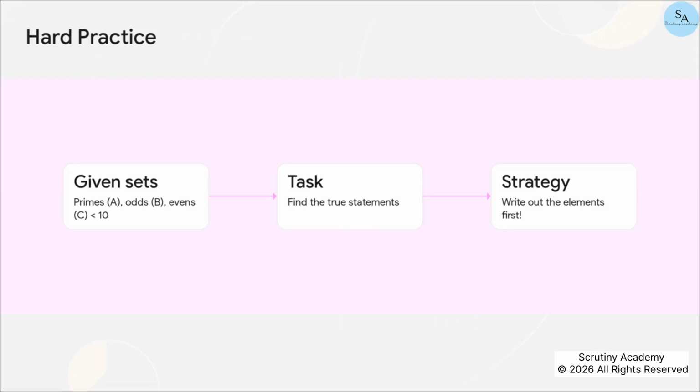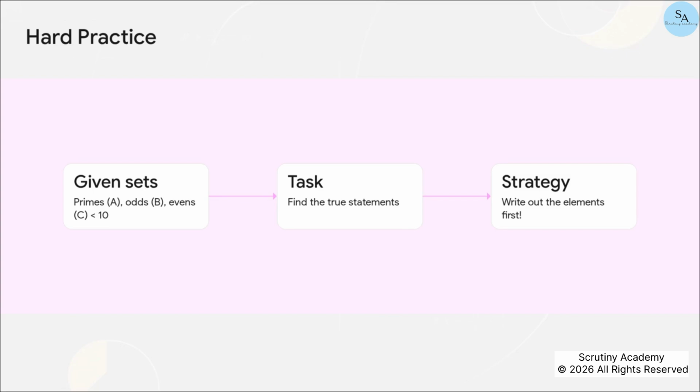Okay, take a deep breath. Here is a hard board exam level question. Step 1. What's given? Set A is prime numbers less than 10, B is odd numbers less than 10, and C is even numbers less than 10. Step 2, what's asked? Which of the following complex statements is true?